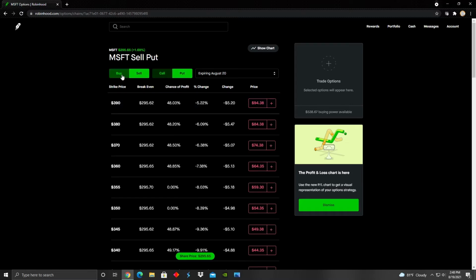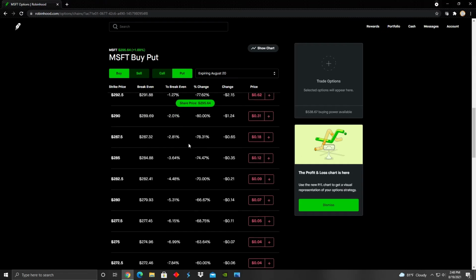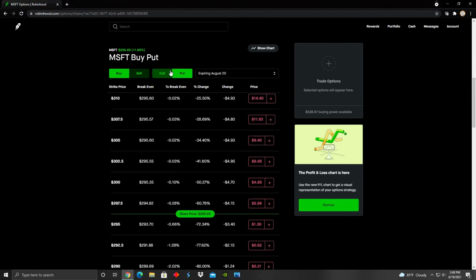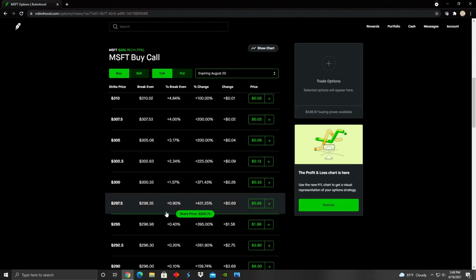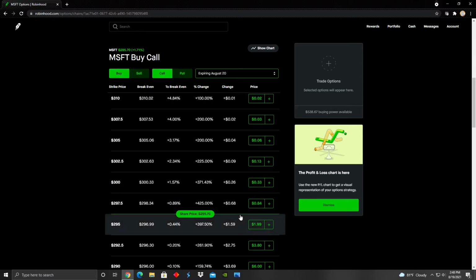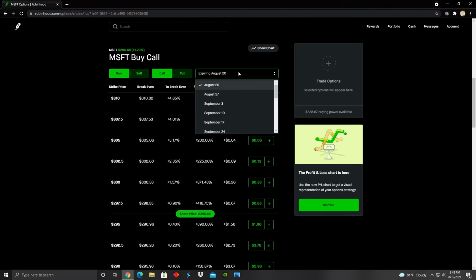Or selling a put. And then over here, it's going to show you the expiration date for the contract. So if I were to open this contract right here, I would be buying a call that expires August 20th, which today is August 19th, so this would expire tomorrow. And then you can see you can open options contracts for any dates going all the way to 2023.